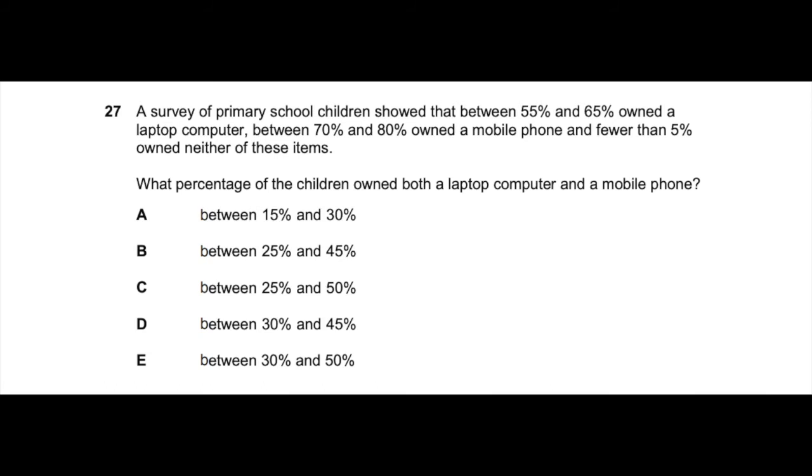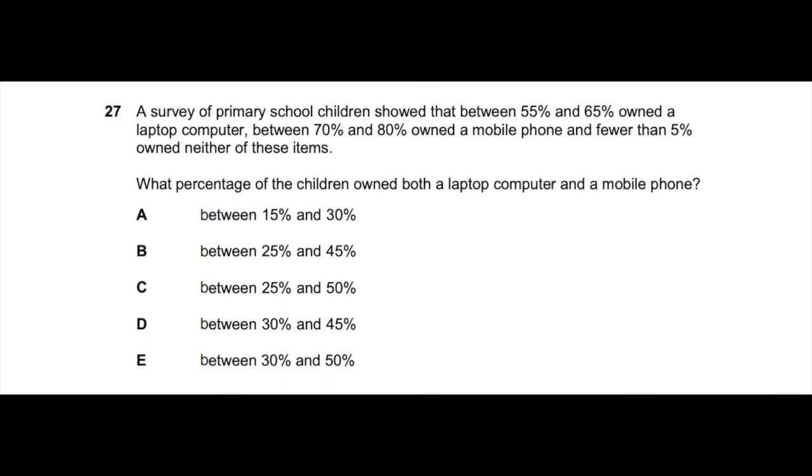Assuming 0%, the minimum, of children owned neither a mobile phone nor a laptop computer, and the minimum percentage of children owned a laptop computer and mobile phone, 55% and 70% respectively, then the minimum percentage of children that owned both was: 100 minus 70 equals 30% do not own a mobile phone but do own a laptop. 55 minus 30 equals 25% of laptop owners that must also own a mobile phone.